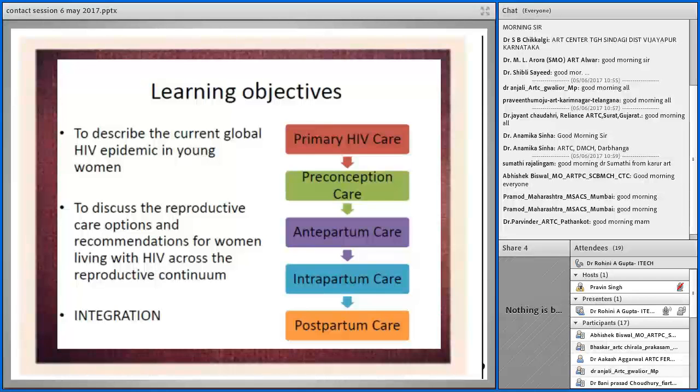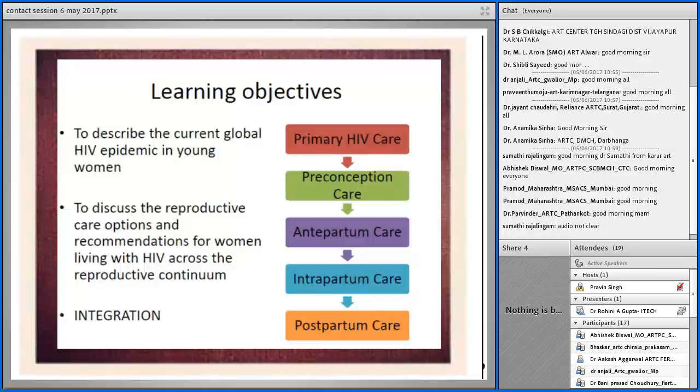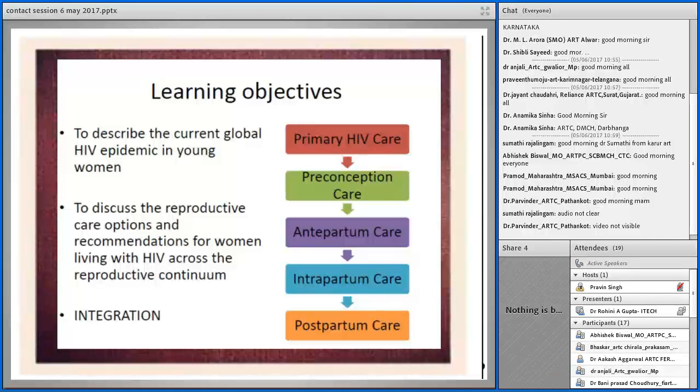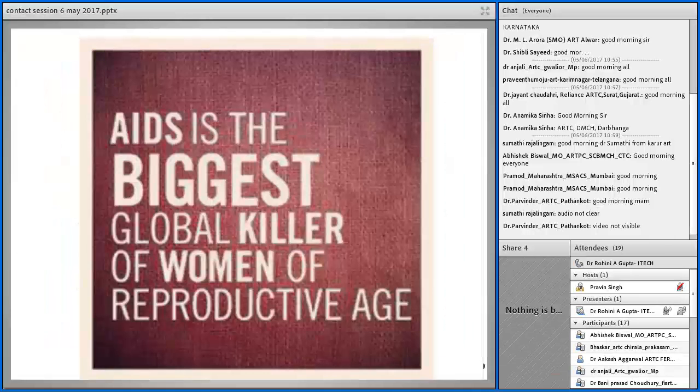The learning objective is to describe the current global HIV epidemic in young women, to discuss the reproductive care and options, recommendation for women living with HIV across reproductive continuum, and integration. So we start with primary HIV care, including preconception care, antepartum care, intrapartum care, and postpartum care. AIDS is the biggest global killer of women of reproductive age.